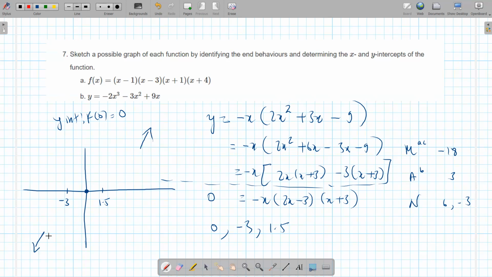I thought it was... you're right, 2 to 4. You're right, actually, it's a negative. So it's going to start here and it's going to end here. Yeah, that's right. It's a reflection on the x-axis.